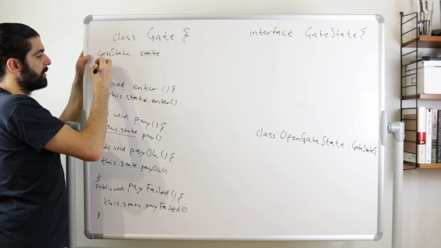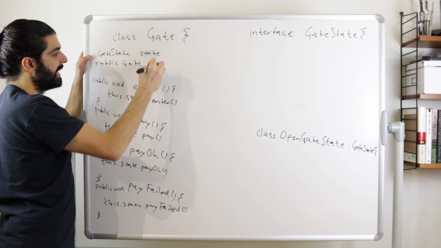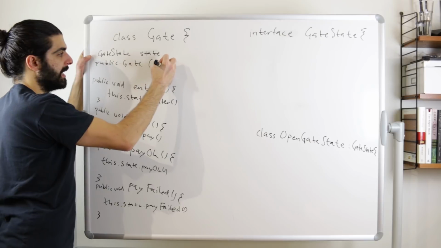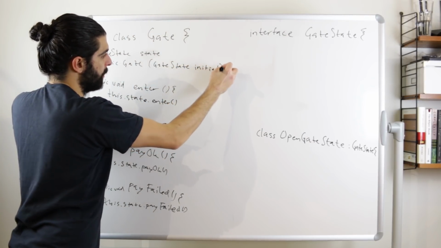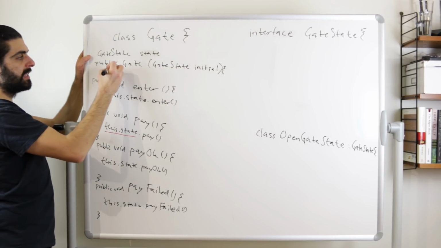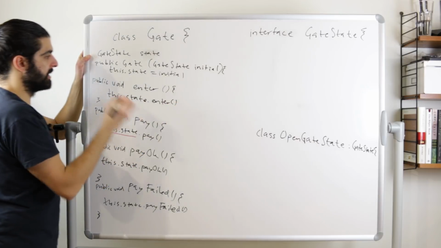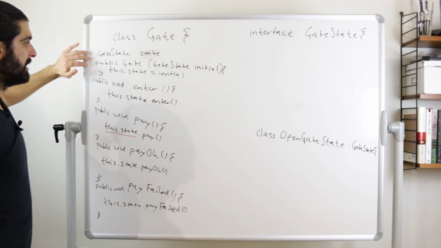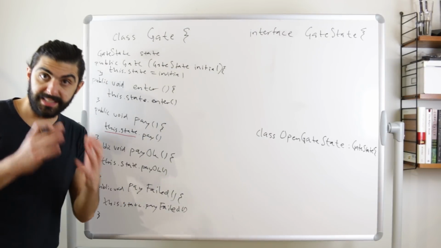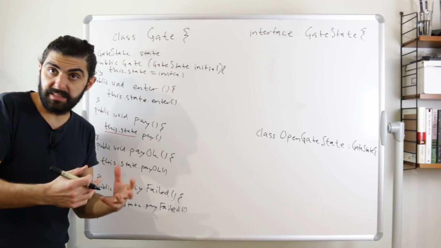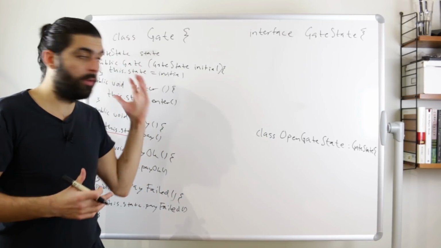And then let's specify a constructor. So we have a constructor, so public gate, and in that constructor we pass a gate state. And this will be the initial state. So let's call it initial. Let's open up the constructor. And then in the constructor, we say this dot state equals initial state, in other words, and we'll close the constructor. So this means that when we build a gate, when we instantiate a gate, this gate will be given a gate state. And that gate state will be used as the initial state of that gate.